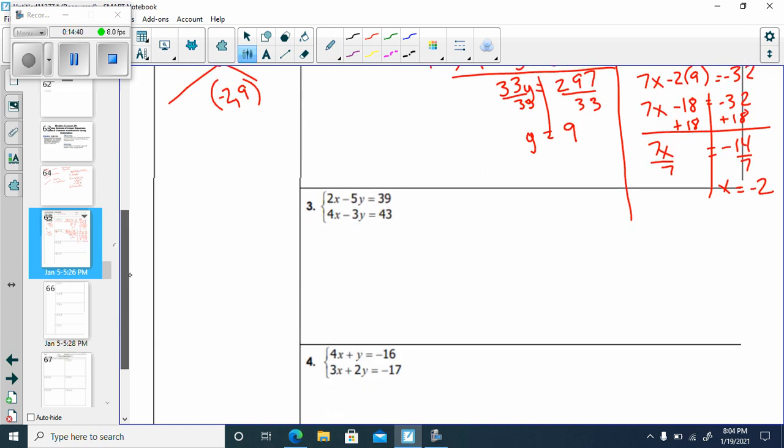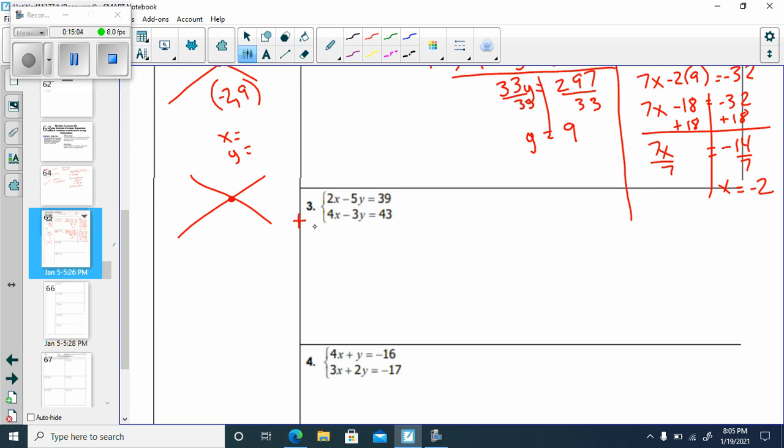Now let's try number 3 here. If we're trying to find the solution, we're trying to find where the two lines intersect, right? The first question we ask ourselves, is it x is equal to or y is equal to? No, so I can't use substitution. My x's are over each other. My y's are lined up. My numbers are lined up. I'm going to have to use elimination.